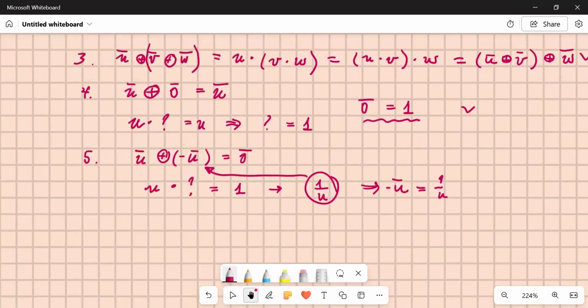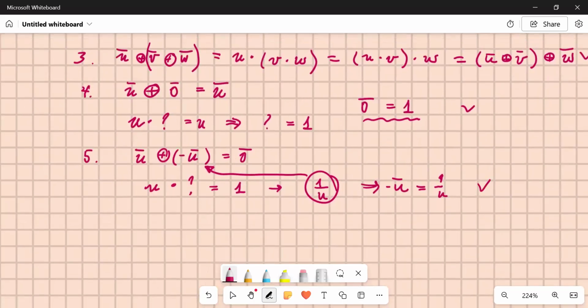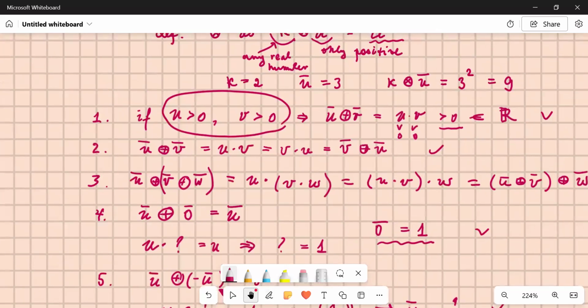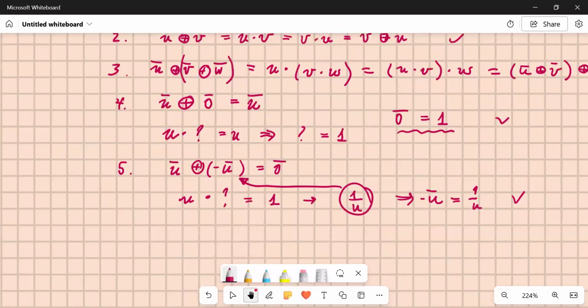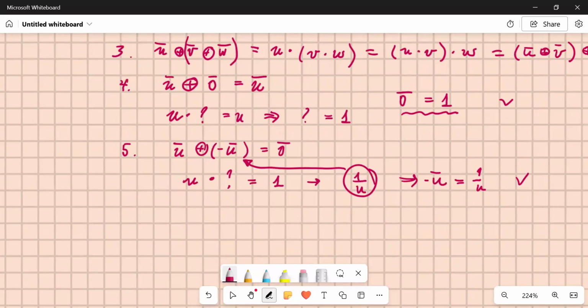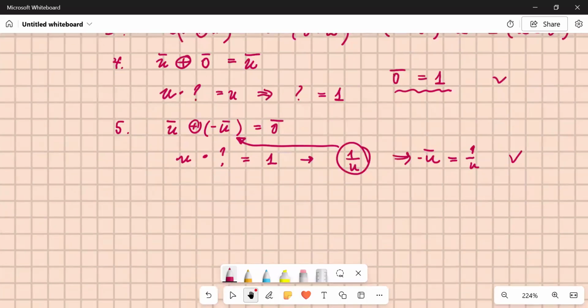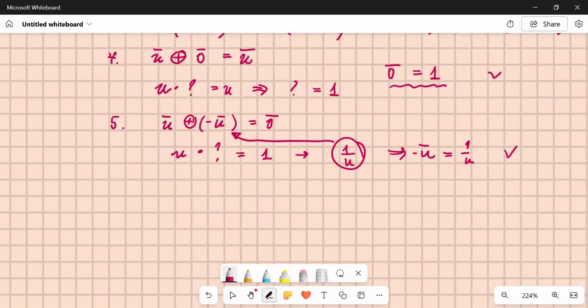Okay, so we checked the first 5 axioms. We do have inverse, we do have everything. By the way, can we find inverses to all elements? Yes, because if you look at the original definition, we consider only elements greater than 0. So we don't have 0 in our vector space. So we don't need to worry about what is going to be the inverse of 0. There is no 0 in this vector space. So real number 0 is not included here. Okay.